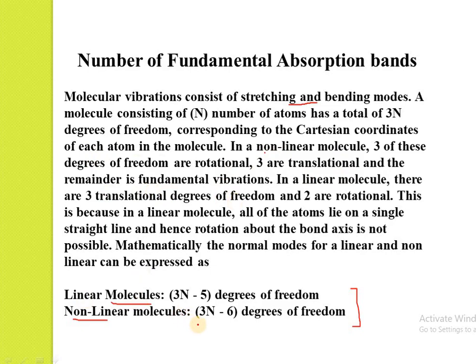So in the non-linear molecule we have 3n minus 6, but in a linear molecule there are 3 translational degrees of freedom and only 2 are rotational. So for linear molecules the formula is 3n minus 5. Mathematically, the normal modes for a linear and a non-linear molecule can be expressed as these.